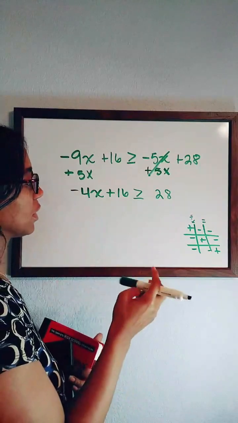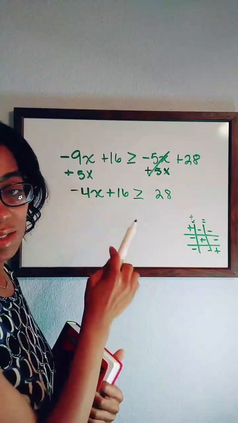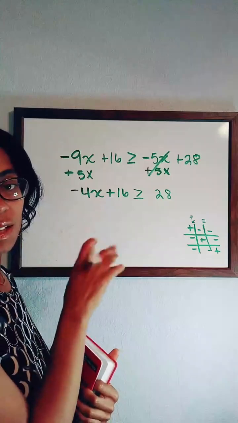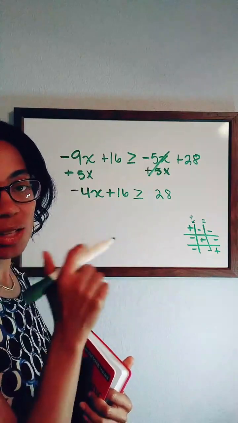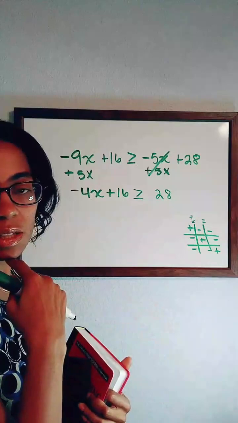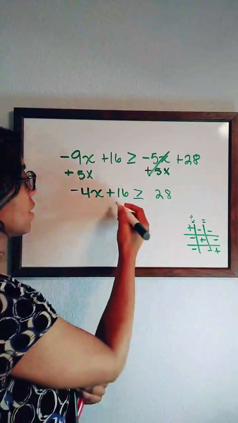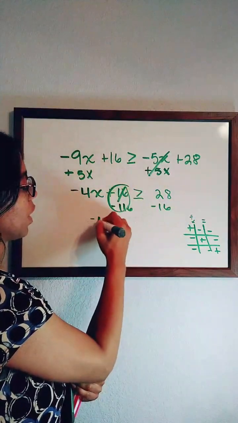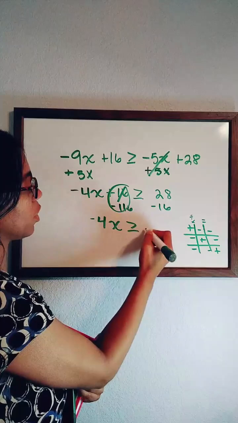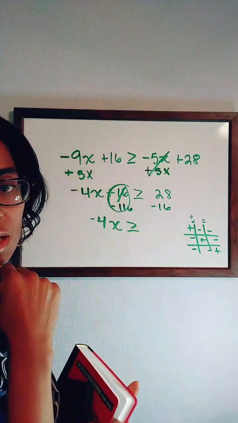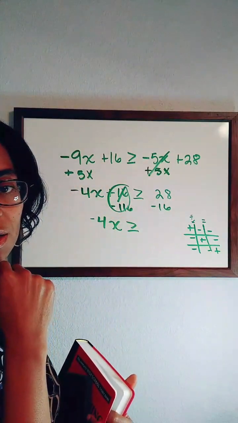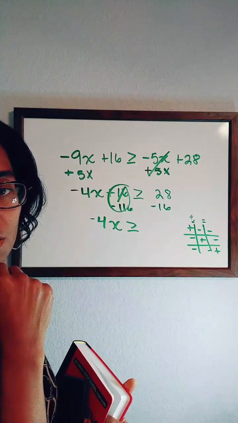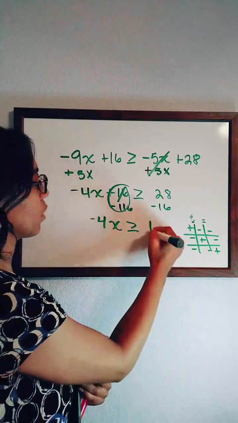All right, so we got our x's on the left side. Now what are we going to do? Because we need to move all those numbers. Keep the x, move the rest. Minus 16, perfect. I have negative 4x is greater than or equal to, what's 28 minus 16? Yes, very good, Addison. 12. And then my last step is to do it.